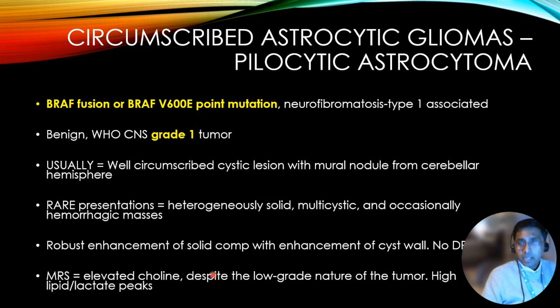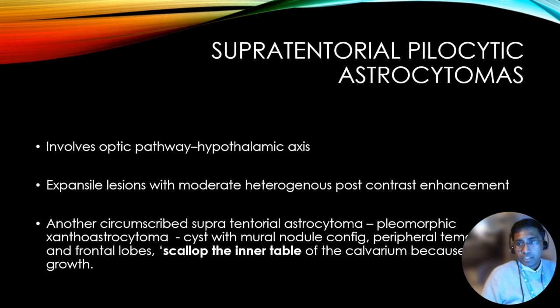They are well circumscribed. An important thing to remember is the cyst plus mural nodule configuration. If it's in the infratentorial region, pilocytic astrocytoma is the most common tumor to have that particular morphology. And remember, at times it can be just solid, like a heterogeneously solid tumor. It can also be multicystic with tiny nodular components. So it's not always a must that you need to have the cyst plus mural nodule configuration in the posterior fossa. And robust enhancement is one of the key features.